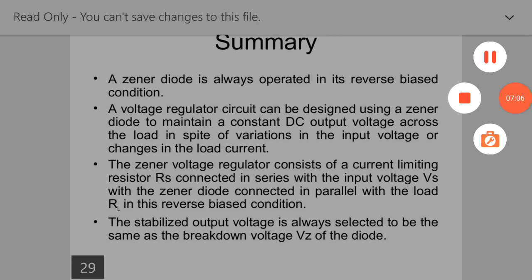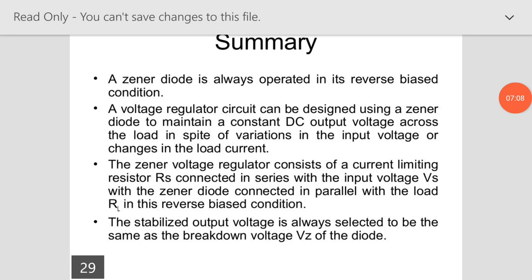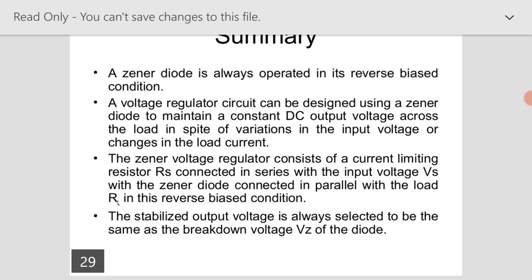In the reverse bias condition, the stabilized output voltage is always selected to be the same as the breakdown voltage Vz of the diode. Thank you.